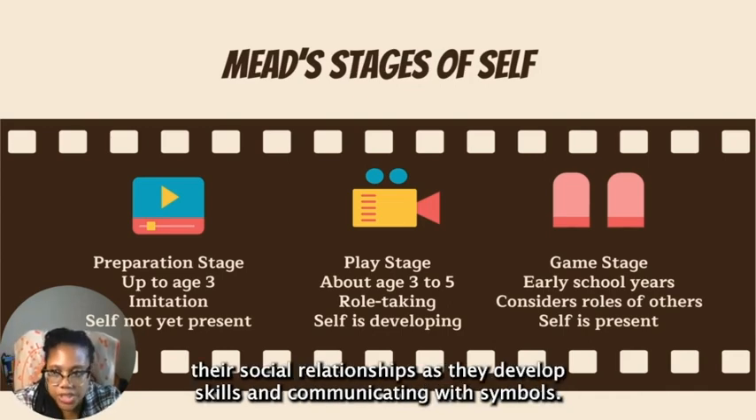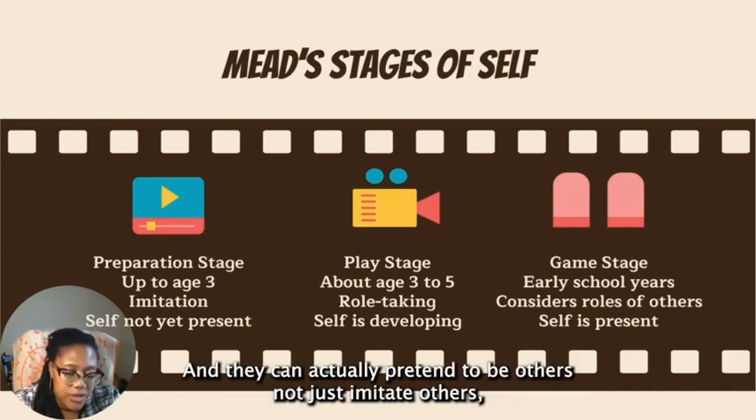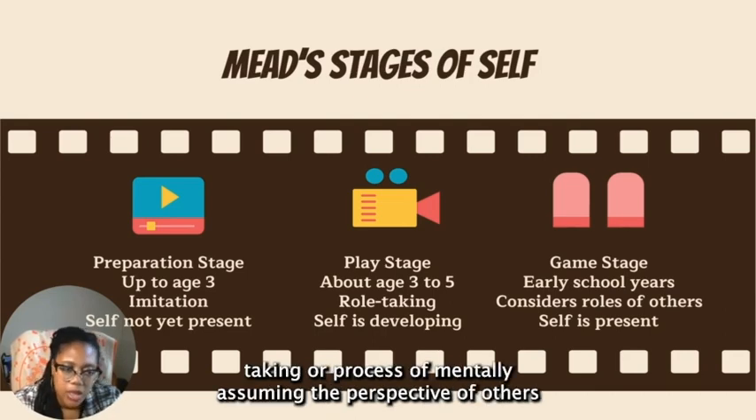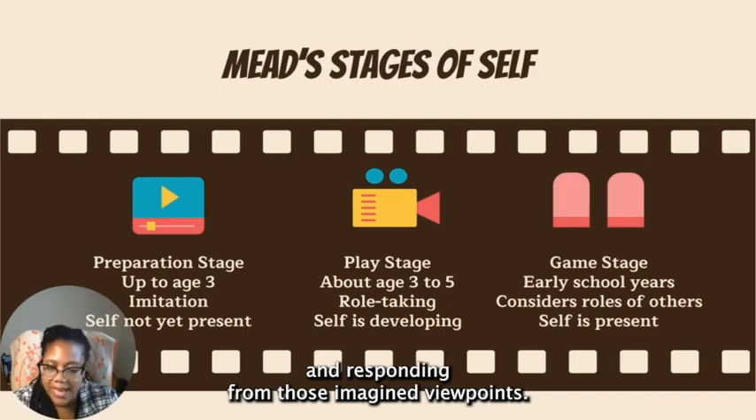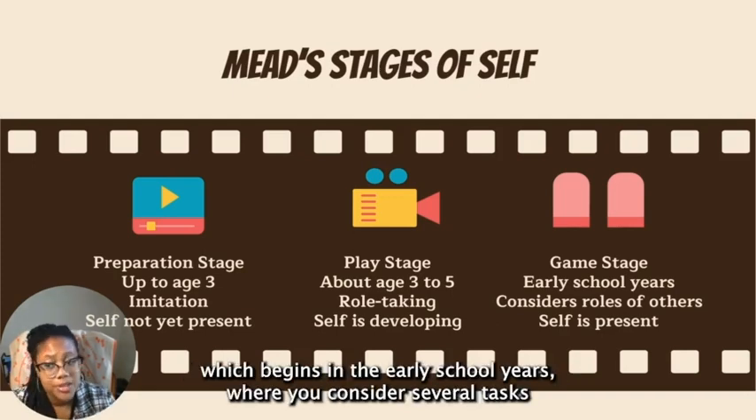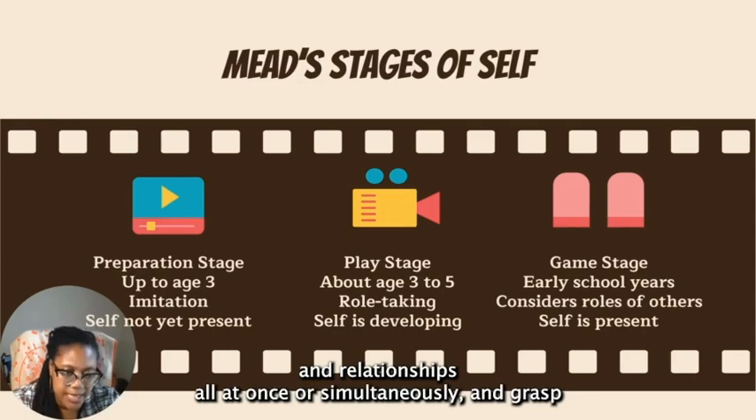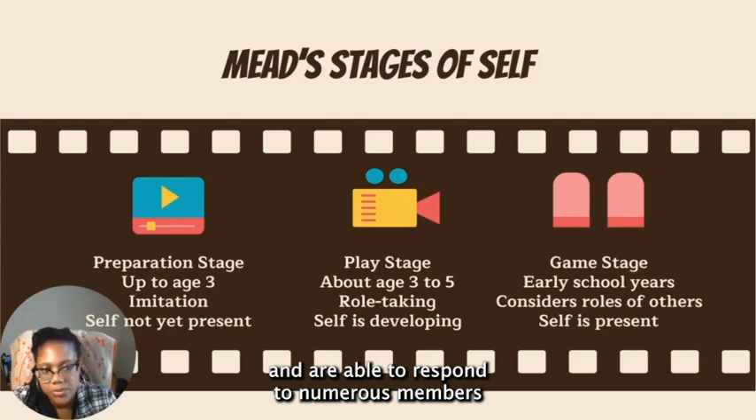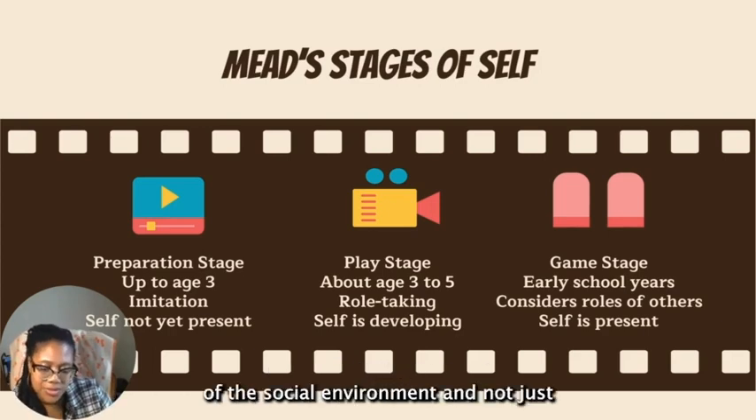Children begin to understand their social relationships as they develop skills in communicating with symbols, and they can actually pretend to be others, not just imitate others, but take on those roles and participate in role taking, or a process of mentally assuming the perspective of others and responding from those imagined viewpoints. And finally, according to Mead, that moves into the game stage, which begins in the early school years, where you consider several tasks and relationships all at once or simultaneously and grasp not only your own positions, but those of others around you, and are able to respond to numerous members of the social environment and not just those significant others.